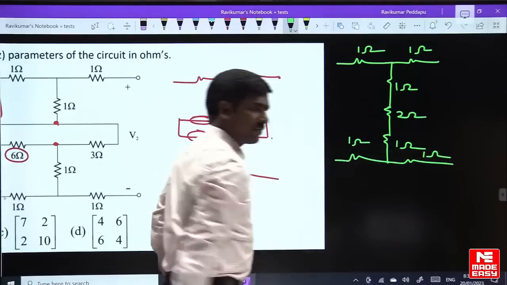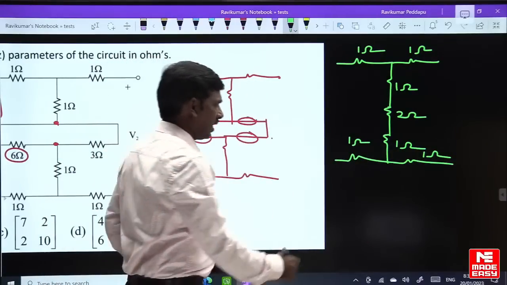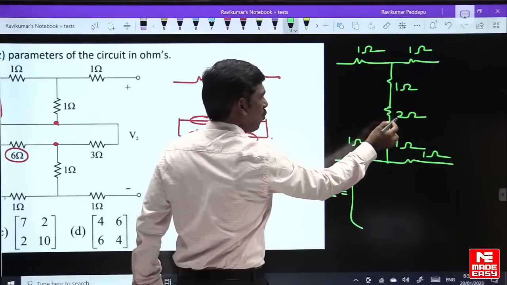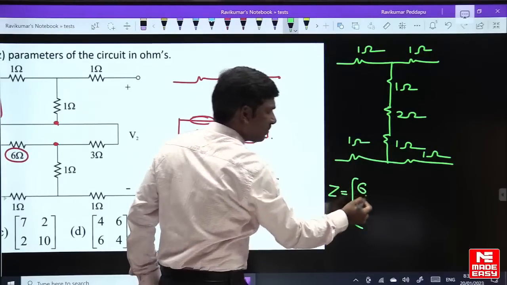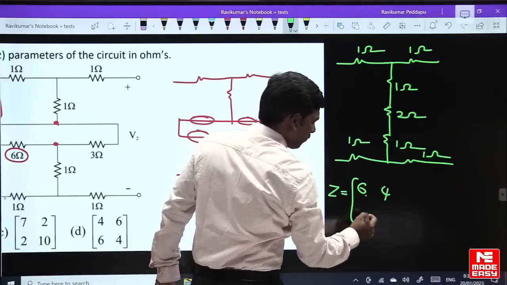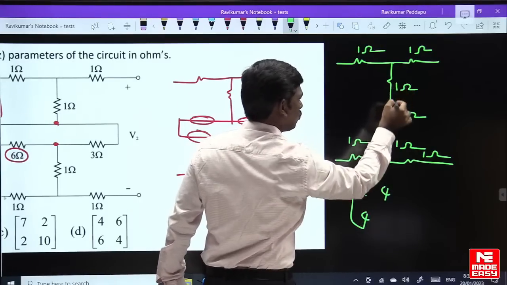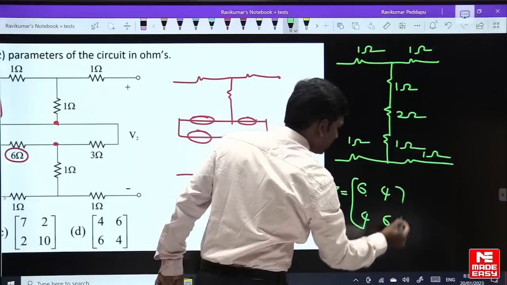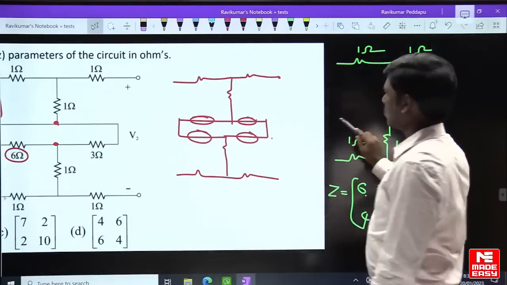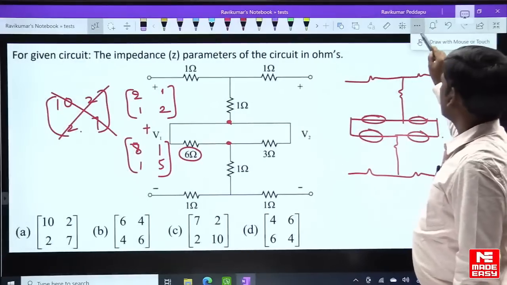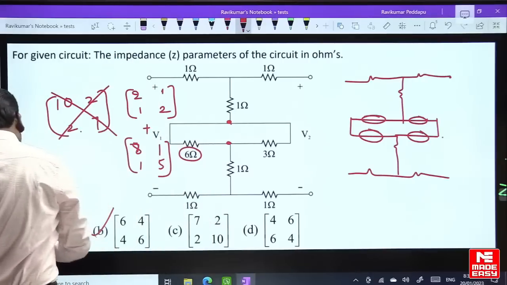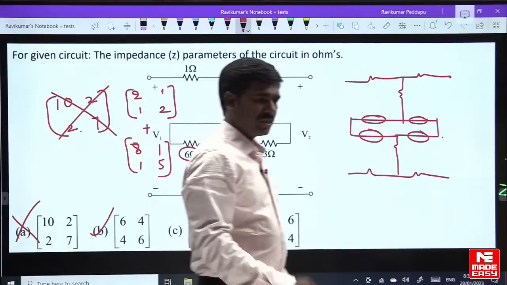Now a simple T network, equivalent T network. Directly you can say Z is equal to 1 plus 1 plus 2, 4, 5, 6. 1 plus 2 plus 1, 4, 4 and 1 plus 2, 4, 5, 6. 6, 4, 4, 6 is the answer for this question. B is the correct option. A is not a correct option. B is the correct option.